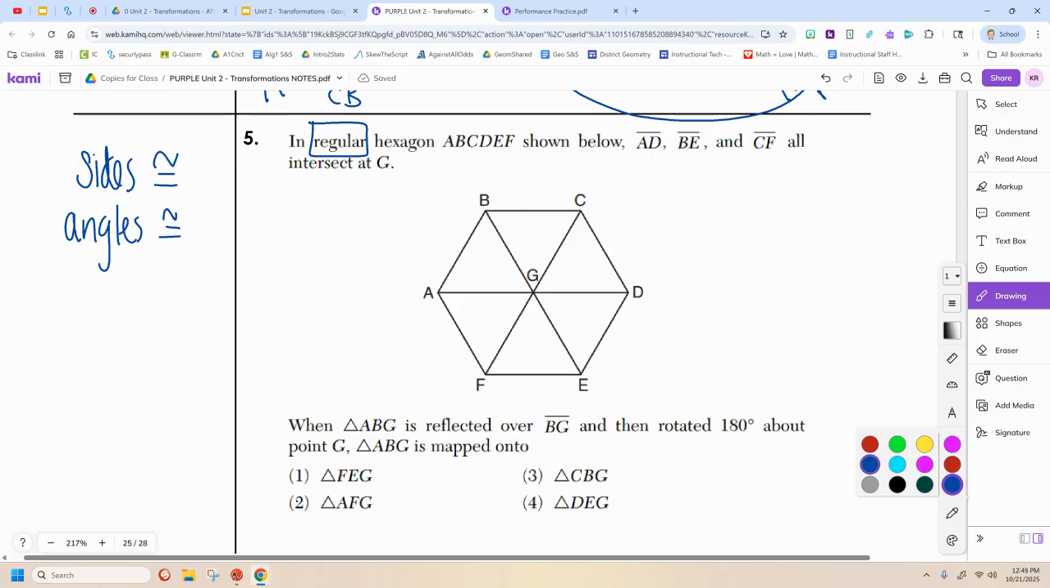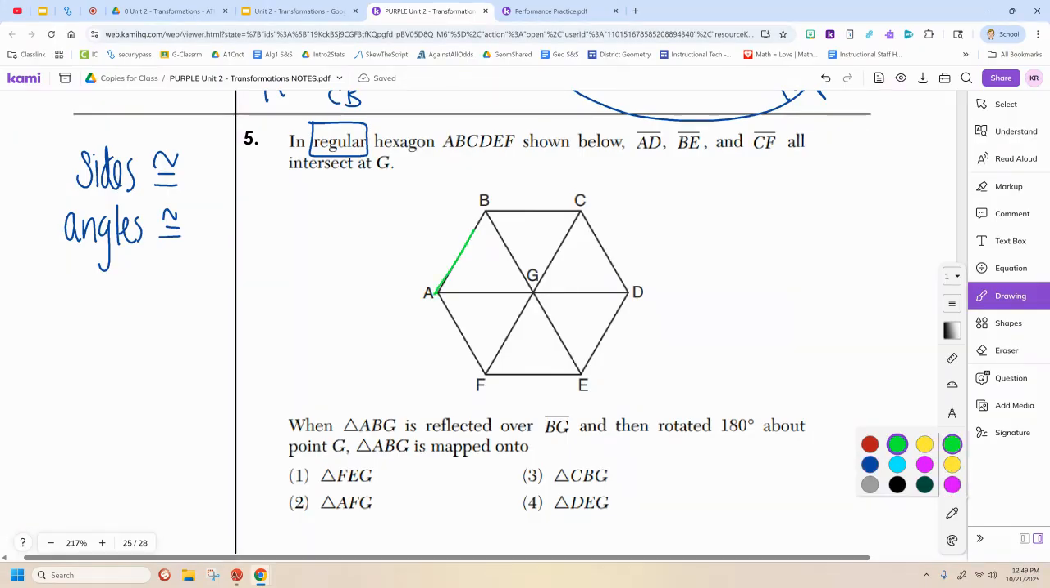Okay, here you go. You need to interact with the picture. When triangle ABG, find it. You can draw it on your picture. Where is ABG? Is reflected over BG. So where is it now? Figure out where it is. Okay, so here we go.